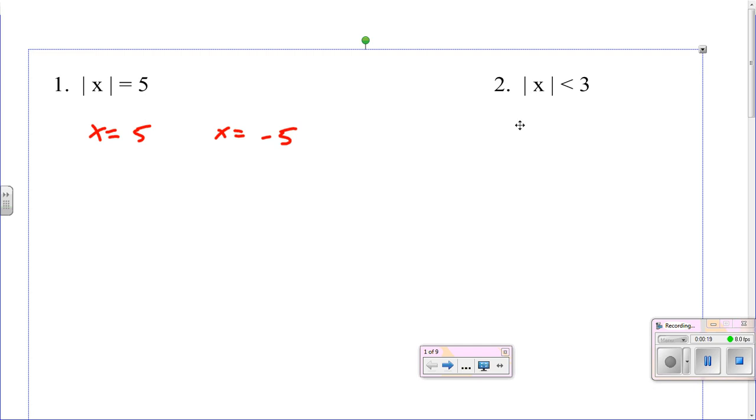Absolute value less than 3. That gives you x less than 3, and it's a less than sign. So, and x is greater than negative 3. See how negative 3 is less than x?